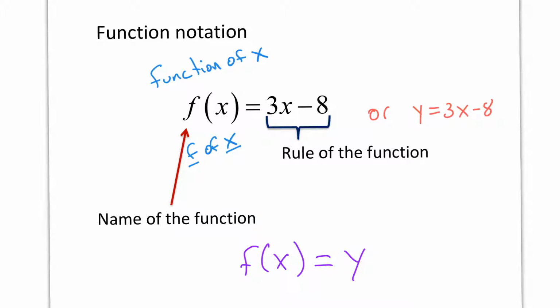So this is what is called function notation. You have the name of a function. The name of the function will be here, f of x, g of x, or h of x. And we are going to have a rule of that function to help us evaluate for the y value, which is the output of your function.